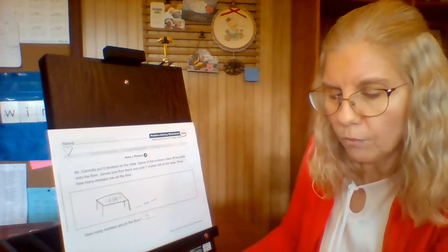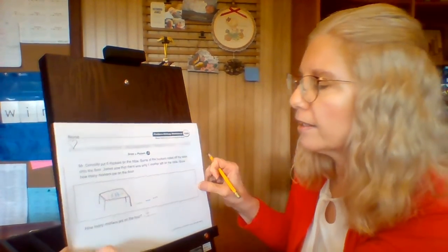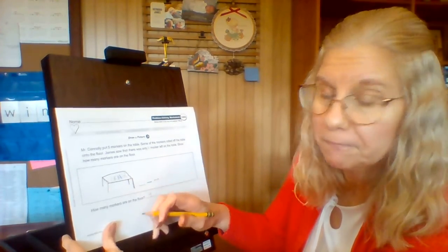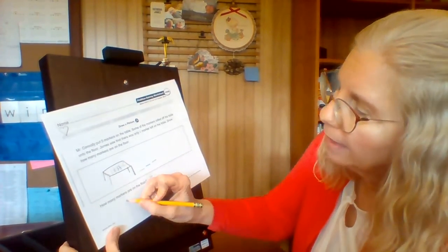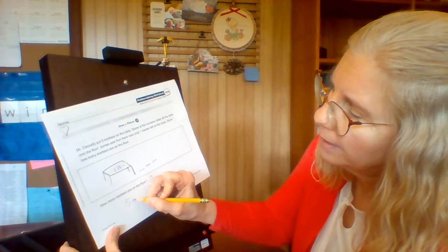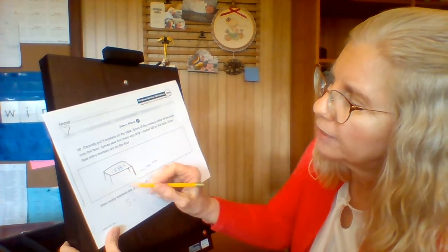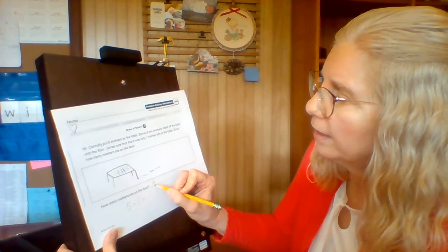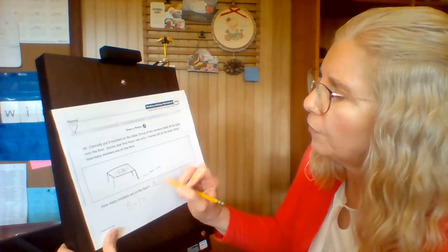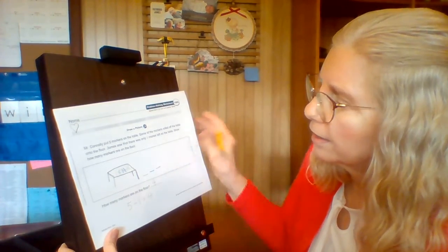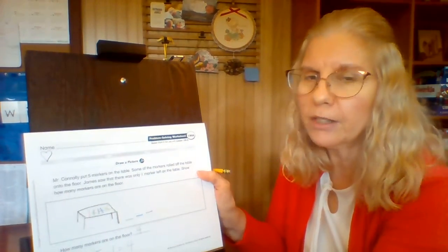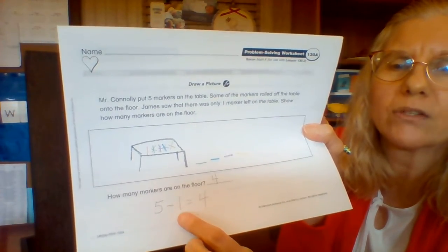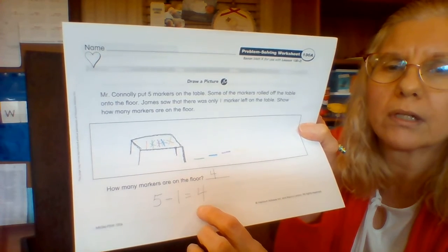And what we want to do is write the number sentence for that. So there were 5 markers, right? And so you want to write a 5 first. Minus, and there's only 1 left on the table, so you want to put the 1 there, equals, and then you counted those, 1, 2, 3, 4. 4. There we go. So everybody together, 5, I'll put mine a little closer so you can see better. 5 minus 1 equals 4.